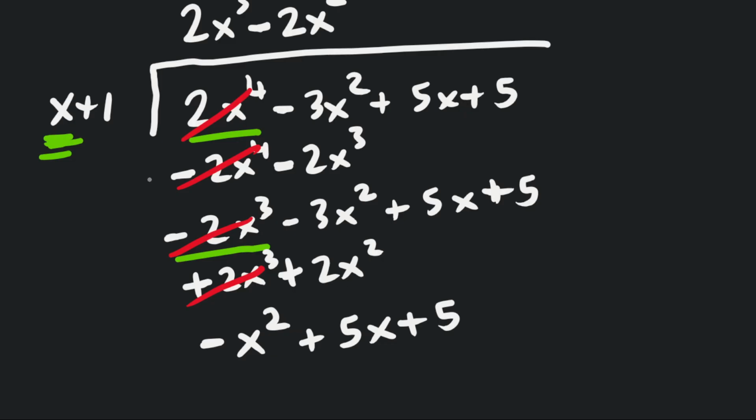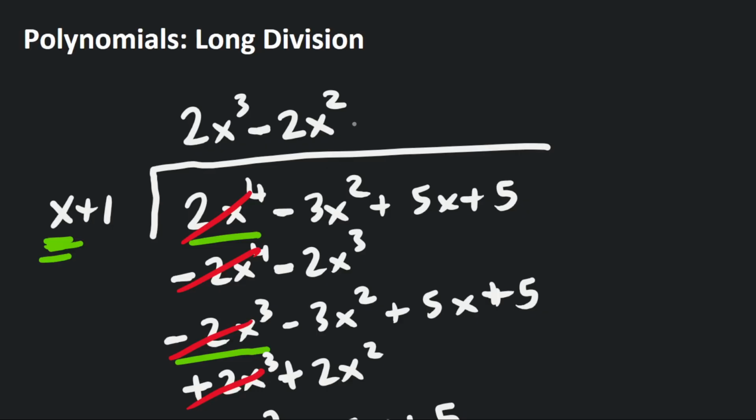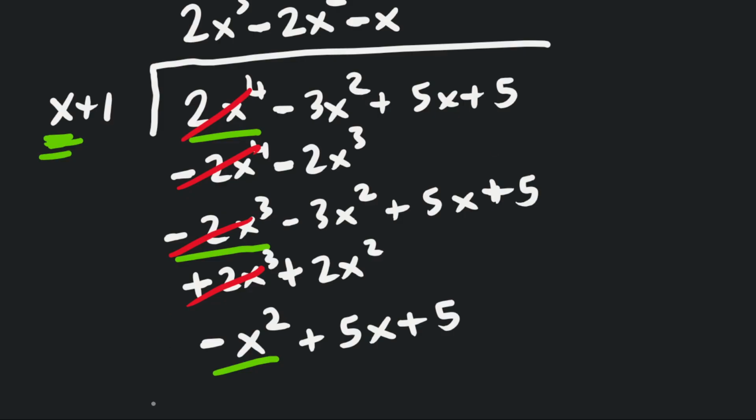Good. So again, same process. Leading term, how much does x go into negative x squared? It goes into it negative x times. So we're going to do negative x. And what's negative x times x plus 1? That is negative, so we're going to subtract it.